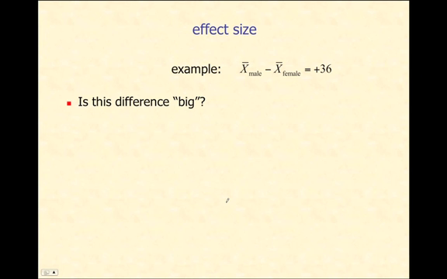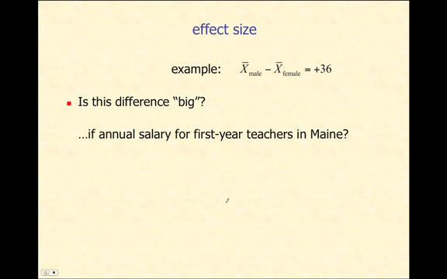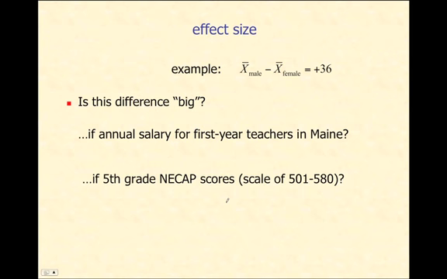So that takes us to effect size, and we often look at whether boys did better or worse than girls. If in one case we see that the mean of boys minus the mean of girls equals plus 36, is this difference big? Is it big if it's the annual salary for first-year teachers in Maine? Is $36 a big difference, for example? Is it a big difference if it's measuring 5th grade kneecap scores on a scale of 501 to 580? Do you draw the same conclusion?